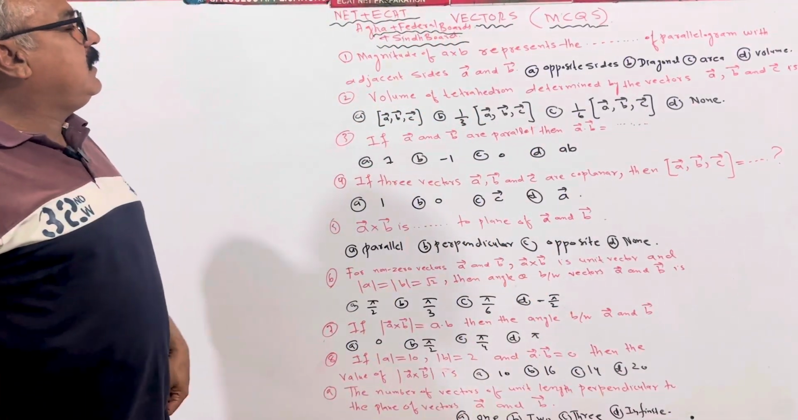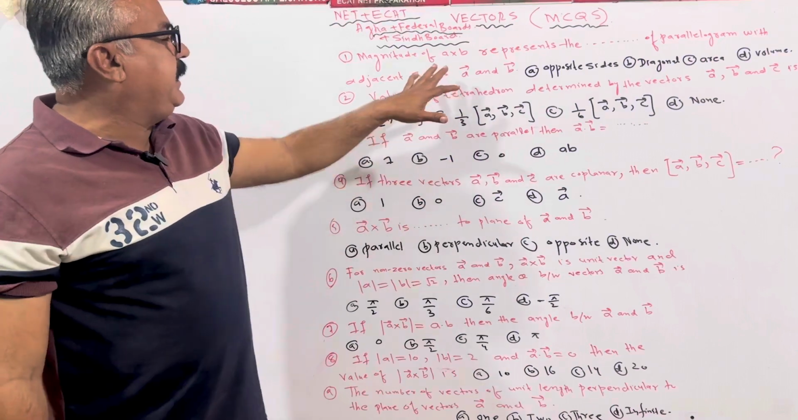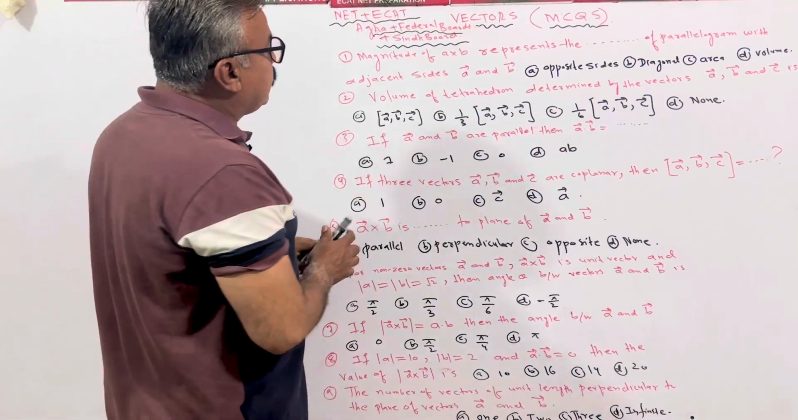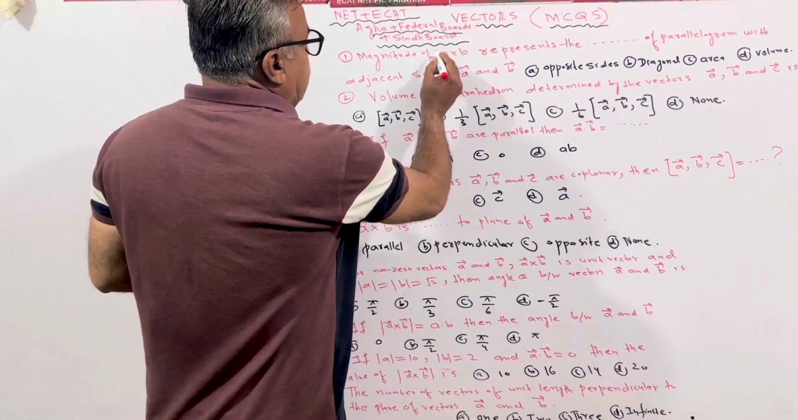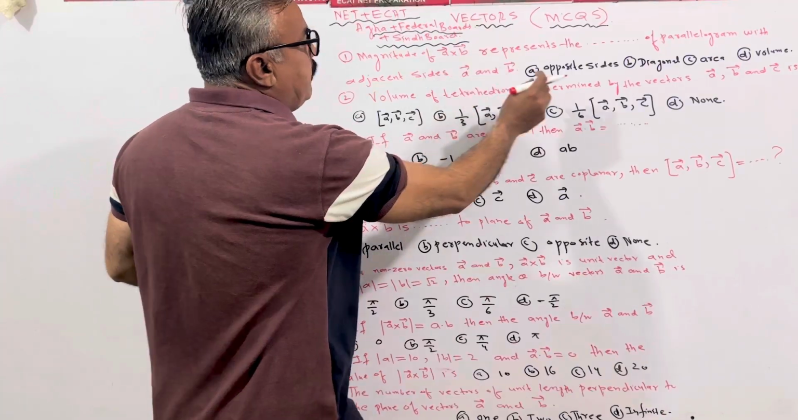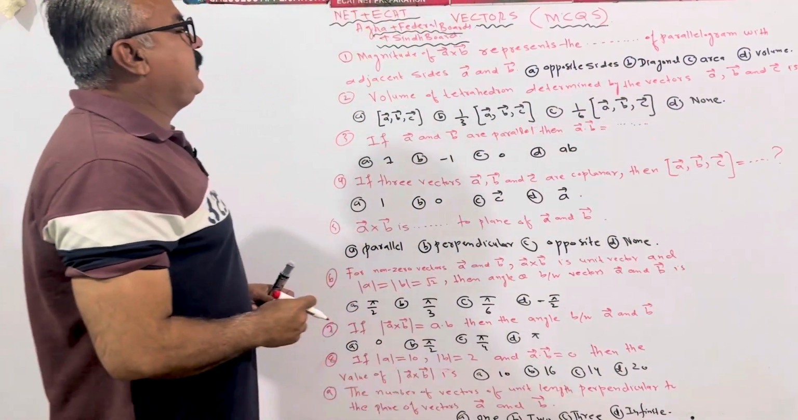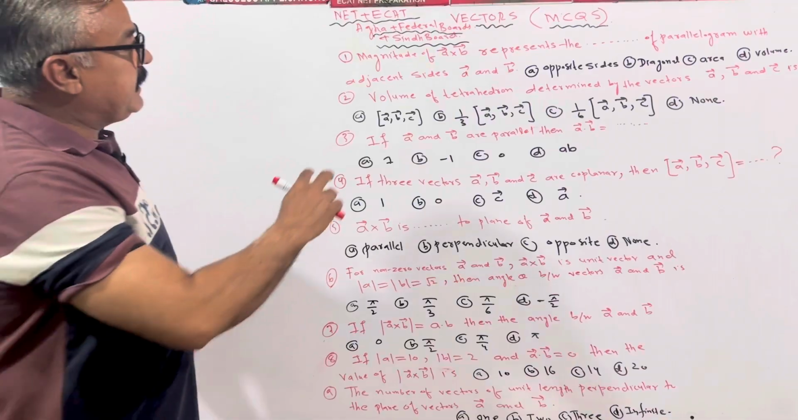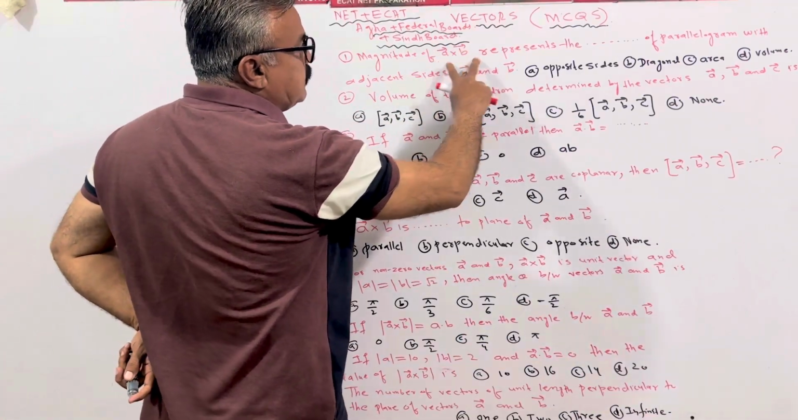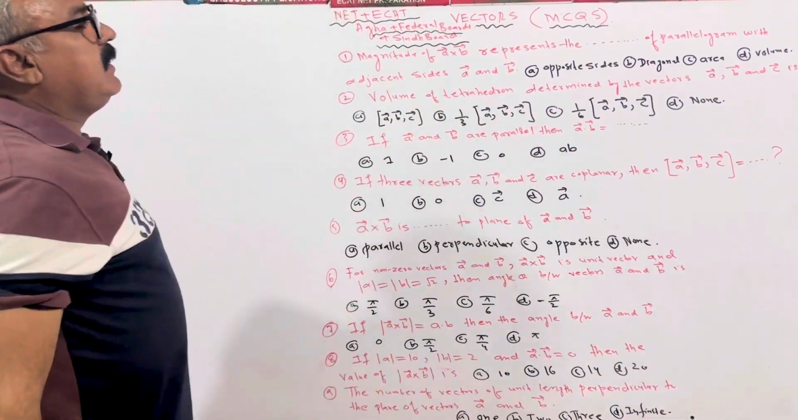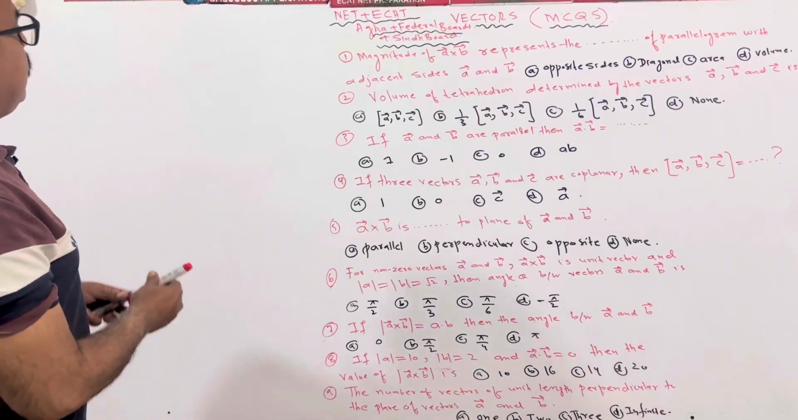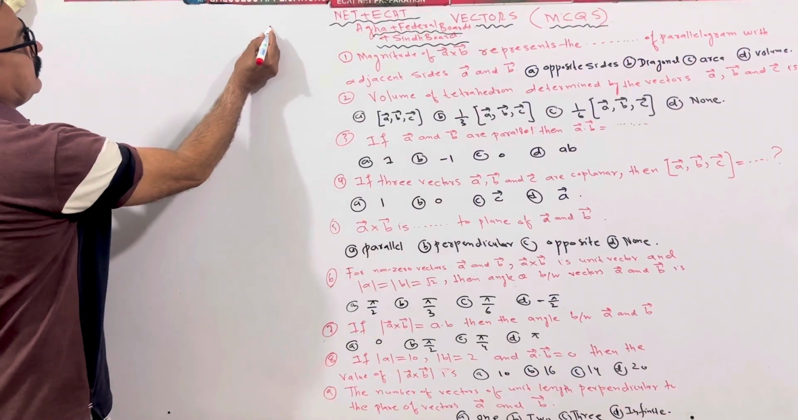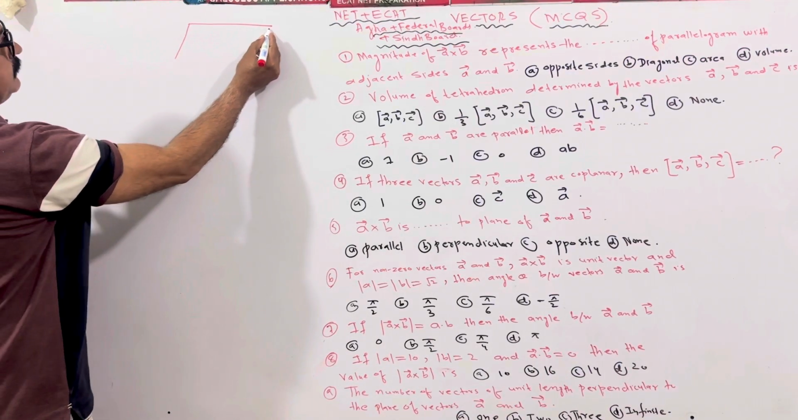MCQ number 1. Magnitude of A cross B represents the blank of a parallelogram. Magnitude of A cross B represents blank of the parallelogram. Let me draw a parallelogram for you.